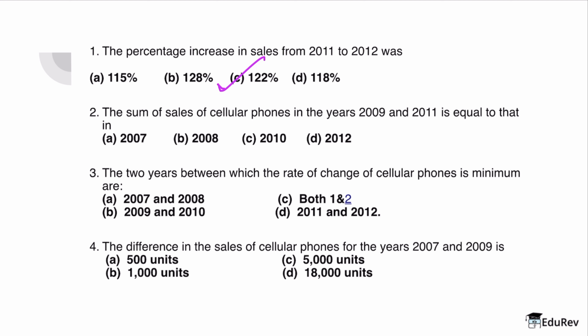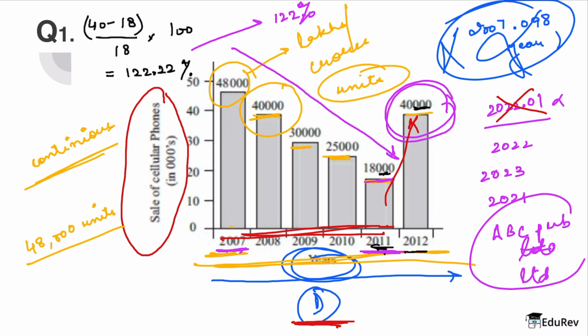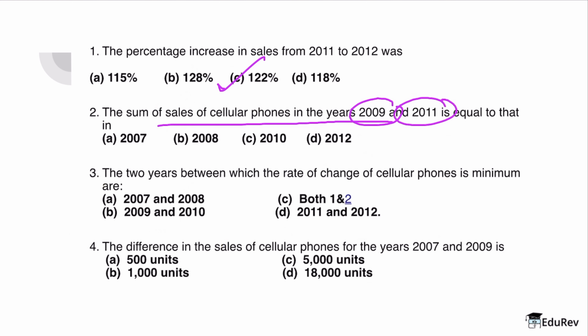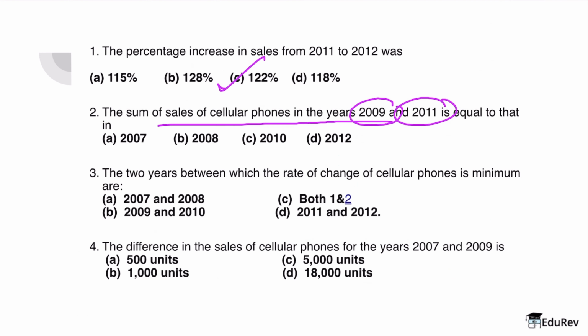Now next is the sum of sales of cellular phones in year 2009 and 2011 is equal to that of what? So of 2009 and 2011, 2009 is this, and 2011 is this one. So the sum of sales in 2 years is 30,000 plus 18,000, and this is nothing but 48,000 units of sales. Okay, and this sales value is for what? 48 is for year 2007. So the answer is going to be 2007.